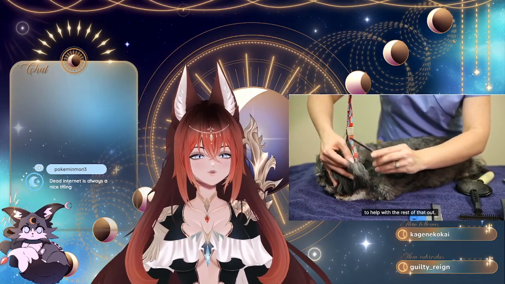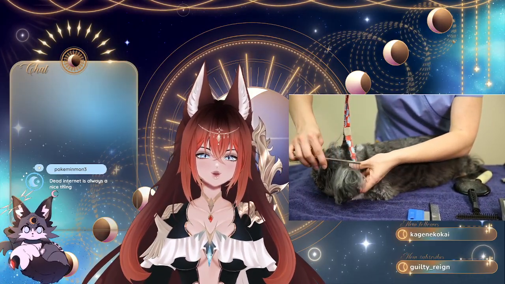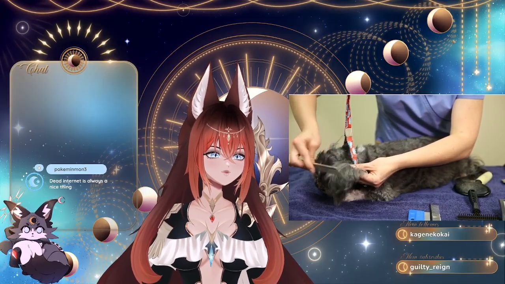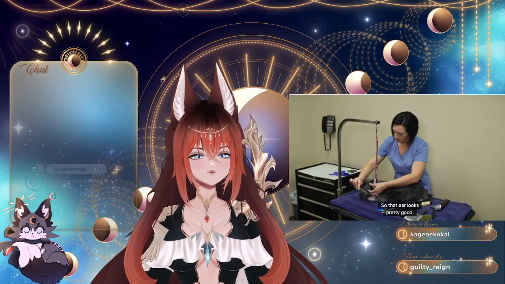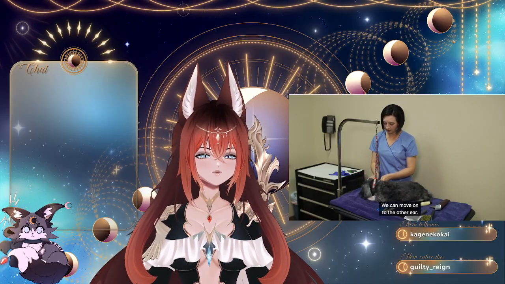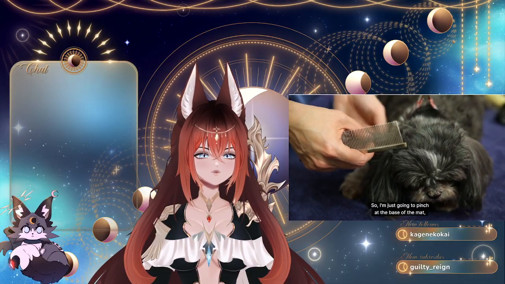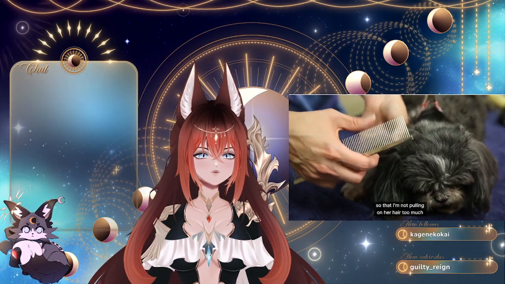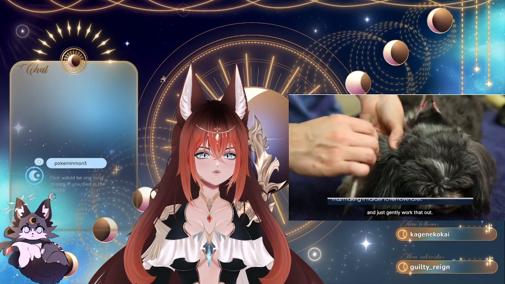Fine to help get the rest of that out. So that ear looks pretty good. We can move on to the other ear. And there is a little bit of a mat here. So I'm just going to pinch at the base of the mat so that I'm not pulling on her hair too much, and just gently work that out.